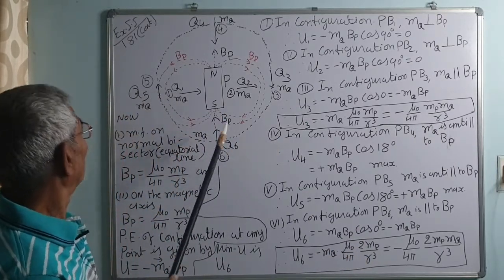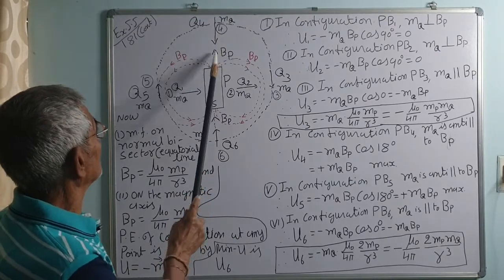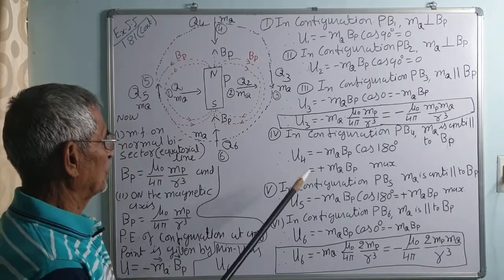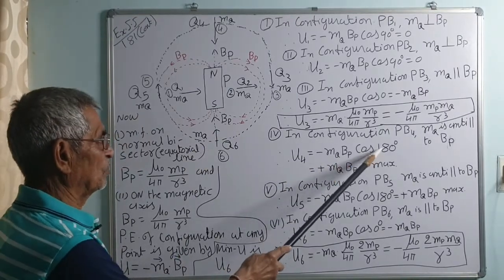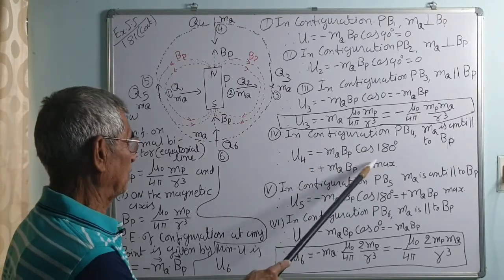Now the fourth configuration, they are in the opposite direction, that is anti-parallel. The angle is 180, so that will be plus. Therefore U4 is equal to minus MQ BP cos 180. The cos 180 is equal to minus 1, so minus minus is plus, that is plus MQ BP, maximum.